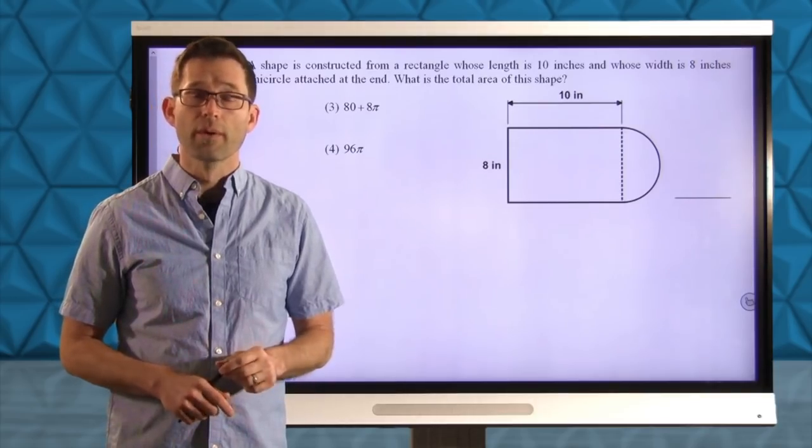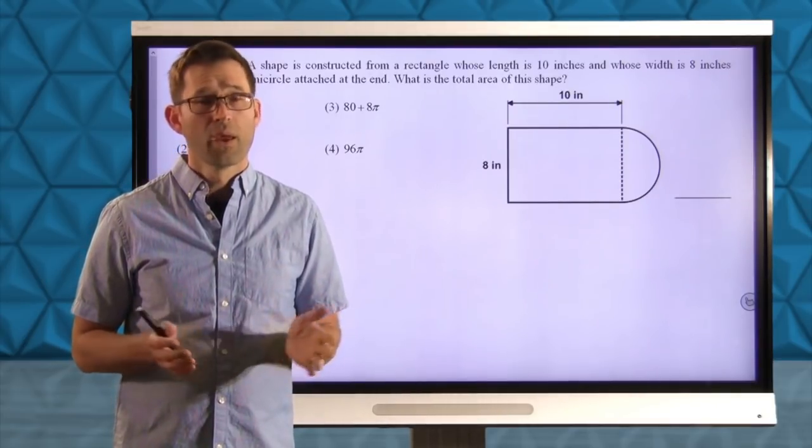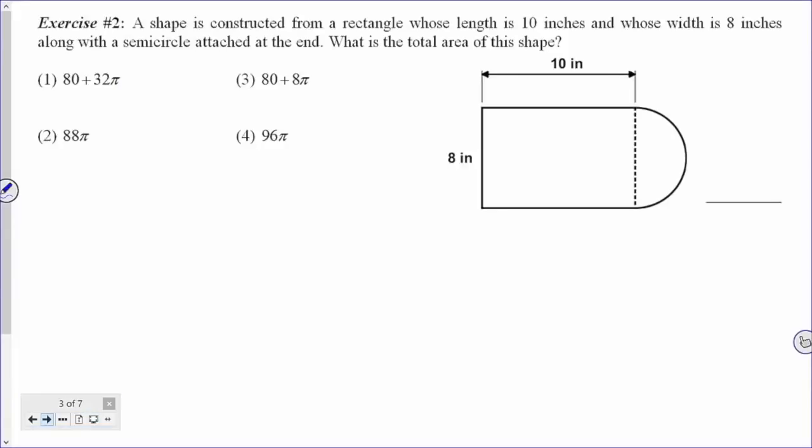All right, let's go through it. Now, there's some subtle, tricky things about this problem. One thing that isn't tricky is just figuring out the area of the rectangle, right? Area of the rectangle is simply going to be that 8 inches times 10 inches, or 80 square inches, right?